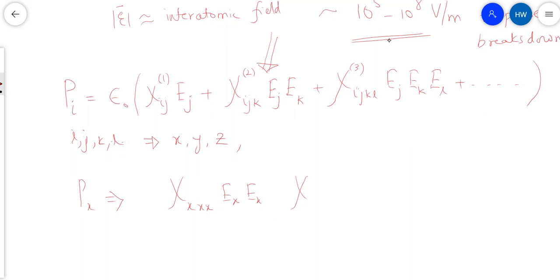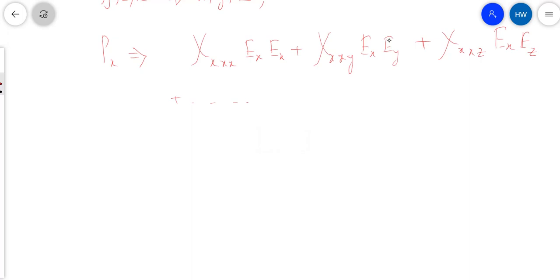So you see that I will have chi_x with xx telling me this is E_x E_x. Then I have another term, chi_xxy, which is E_x E_y, plus I have another term which is chi_xxz, which is E_x E_z, and so on and so forth. So roughly I will have 9 different terms just for the x element of the polarization. Absolutely similarly, I have to write down the y component and the z component, and hence I would get essentially 27 terms for the first nonlinear response, that is the chi2, or the susceptibility.